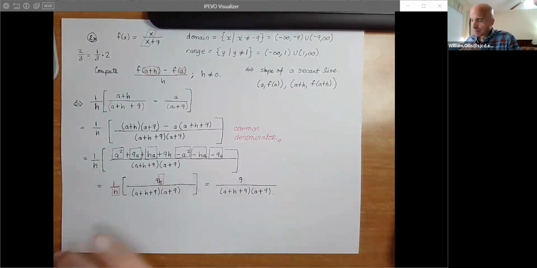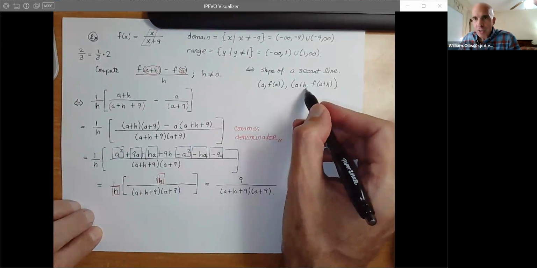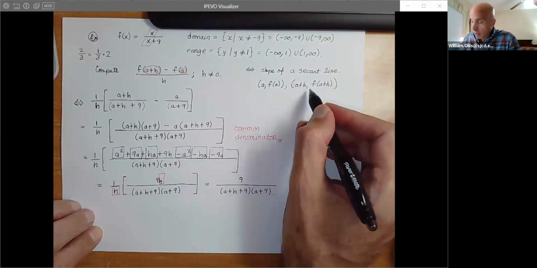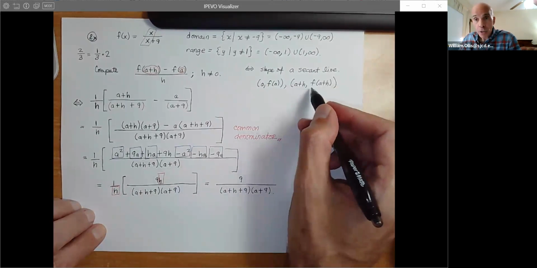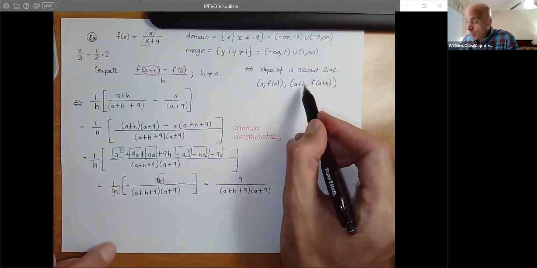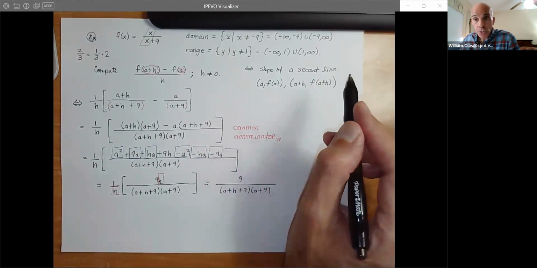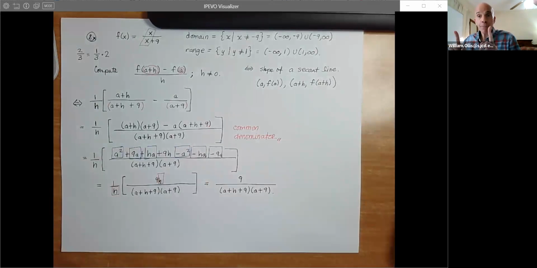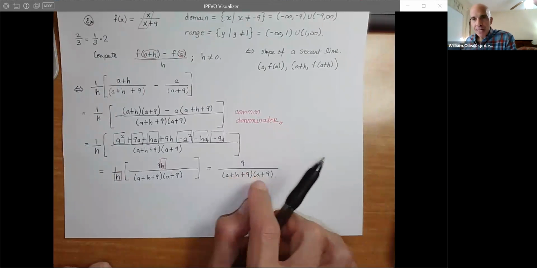Well, here's the deal. We're thinking that h is basically converging to 0. That is, it's becoming closer and closer to 0, possibly from either side. And when that happens, this point and this point converge. They become the one point. So the idea is we're asking ourselves, in the limit, will this make sense?